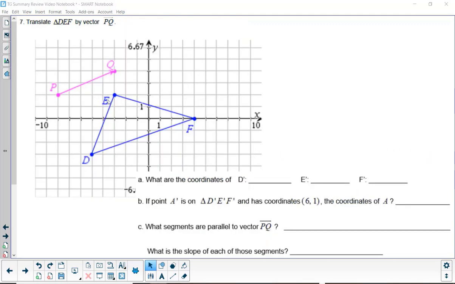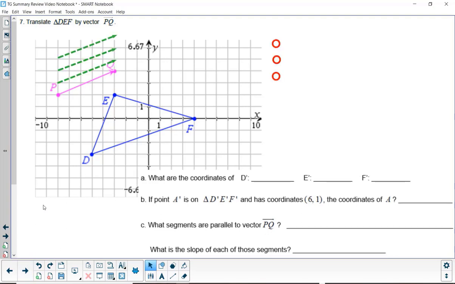Number 7, we want to translate this triangle by vector PQ. So what we're going to do is draw in some of those vectors. So I have 3 of those vectors. So I'm going to go ahead and slide that. It looks like they all have the slope of +2/5. So from E, I'm going to go up 2 and over 5, and E prime would land right here. F will go up 2 and over 5, and F prime, that image will be right here. And D up 2 and over 5, and D prime will go right there.